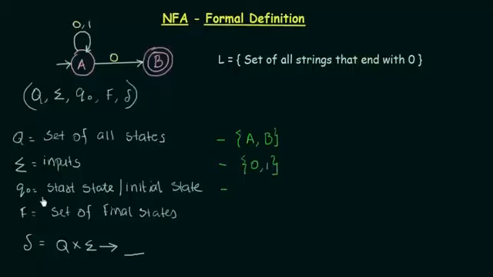And Q naught is the start state or the initial state. And how do we know which is the start state? The state that is pointed to by this arrow coming from nowhere shows that this is the start state. So the start state is A, which is also known as the initial state. And what is F? F is the set of final states. So here we have only one final state, that is B, represented by the double circle.